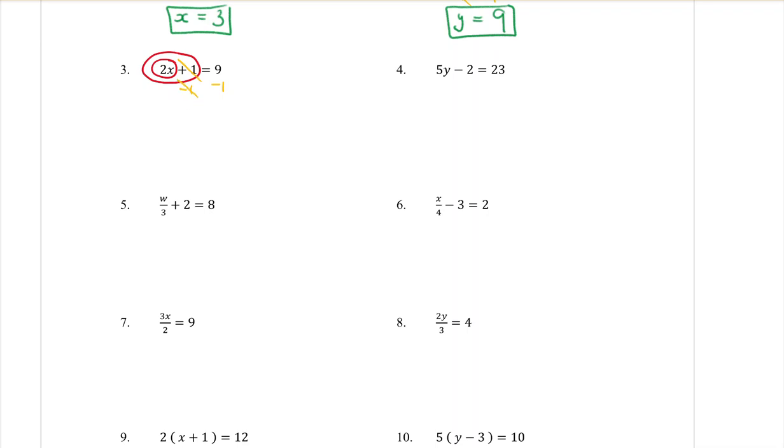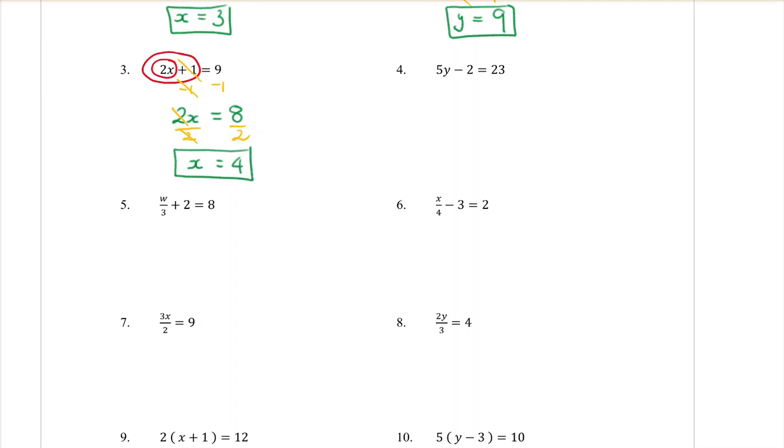That will leave the 2x, and 9 take away 1 makes 8. Then my second number is this 2 sitting here. It is times with that x, so I need to divide by 2. Cross off the 2. X is now by itself, and I divide. 8 divided by 2 makes 4.